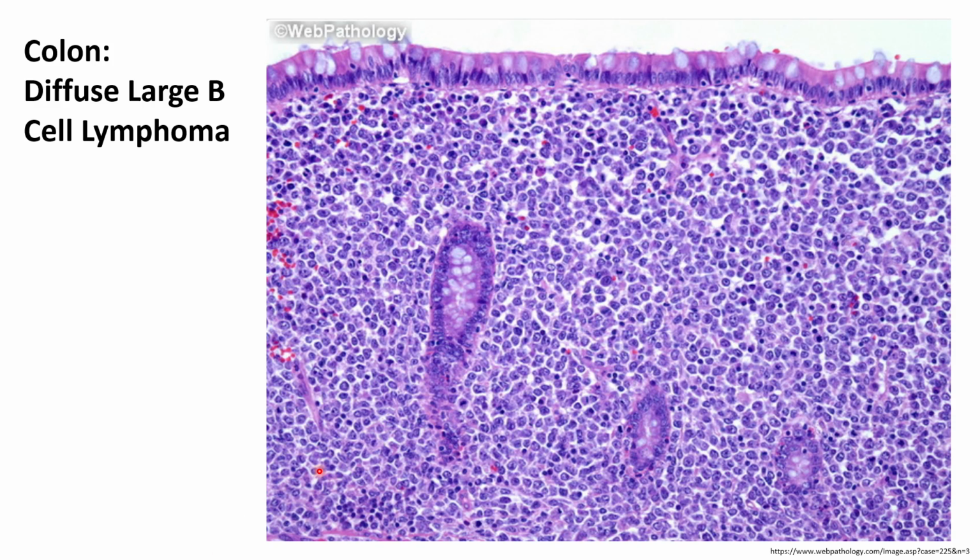This is a microscopic image that shows a diffuse large B-cell lymphoma involving the colon. We can see that there is a diffuse population of large atypical lymphoid cells that are expanding the lamina propria.